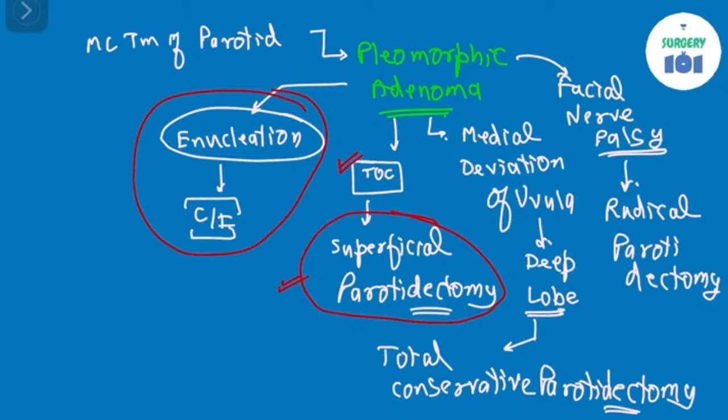But if they specifically tell you in the clinical scenario that there is a medial deviation of the uvula or something, then it is trying to tell you that the deep lobe of the parotid is involved, and here you have to go in for the total conservative parotidectomy, where you're removing the deep as well as the superficial lobe, but you're not touching the facial nerve. And finally, if they tell you that the facial nerve palsy is present, then you have to go in for the radical parotidectomy, where you're basically removing the facial nerve as well. Okay, I hope it makes sense.